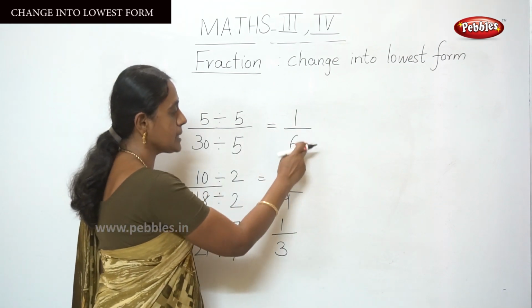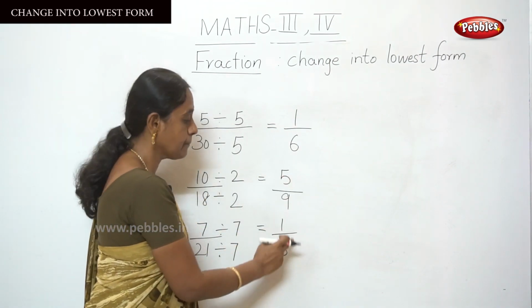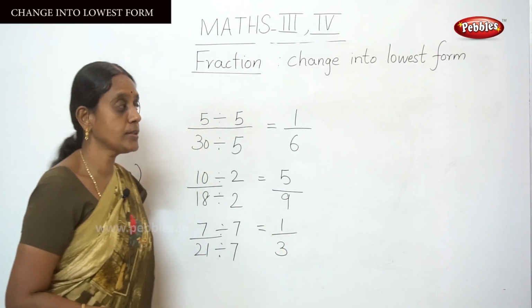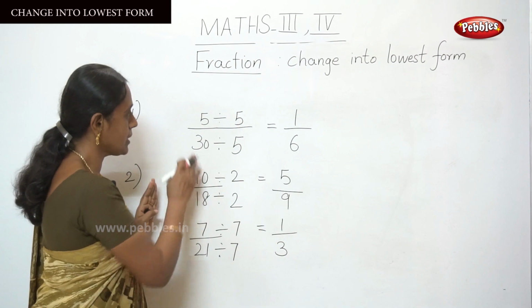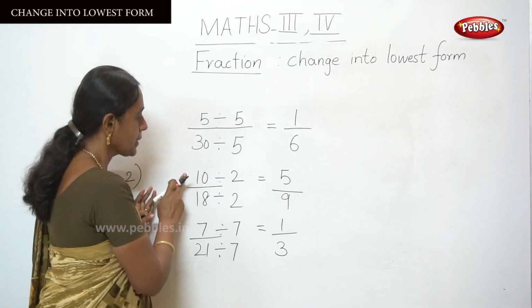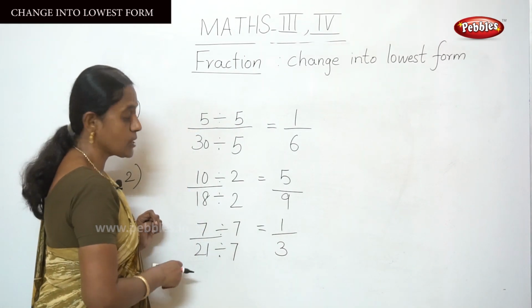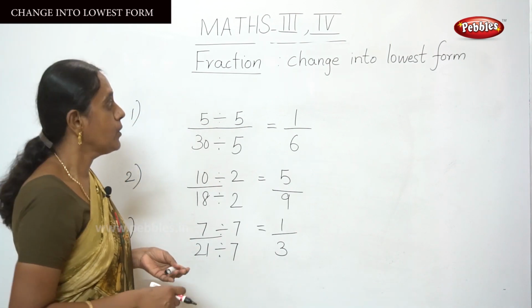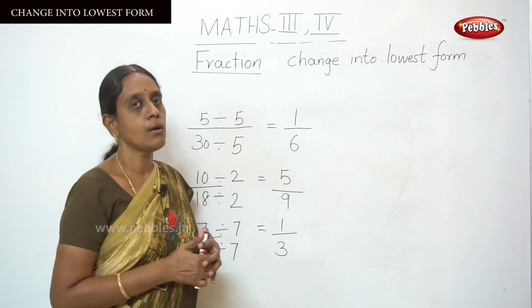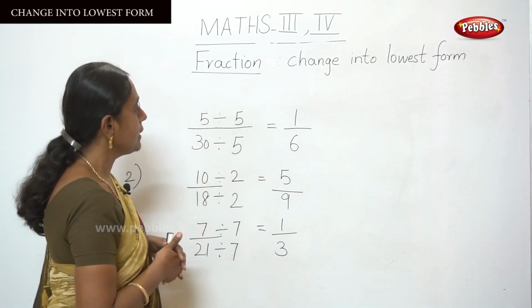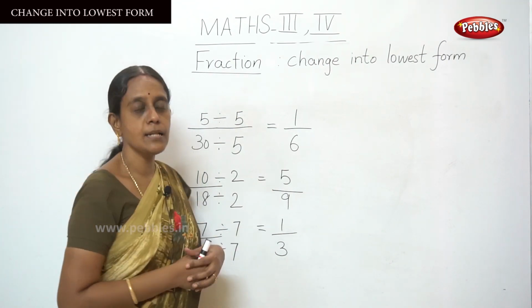So 1 by 6, 5 by 9 and 1 by 3 are the lowest forms of these fractions 5 by 30, 10 by 18 and 7 by 21 respectively. Okay, so that is how to change into lowest form. And let me move on to the next topic in fraction.